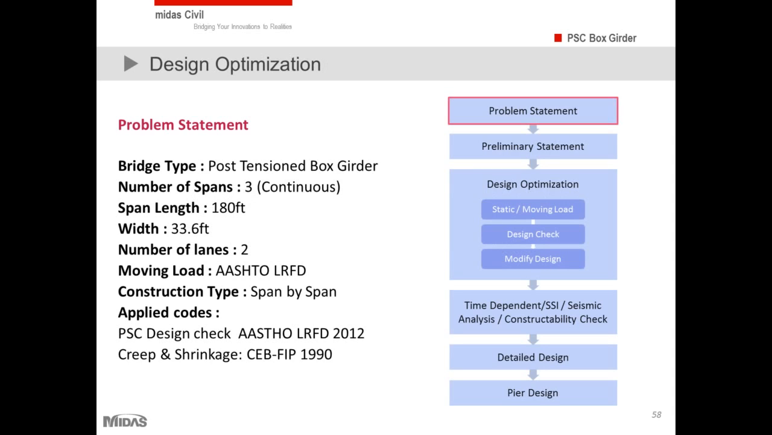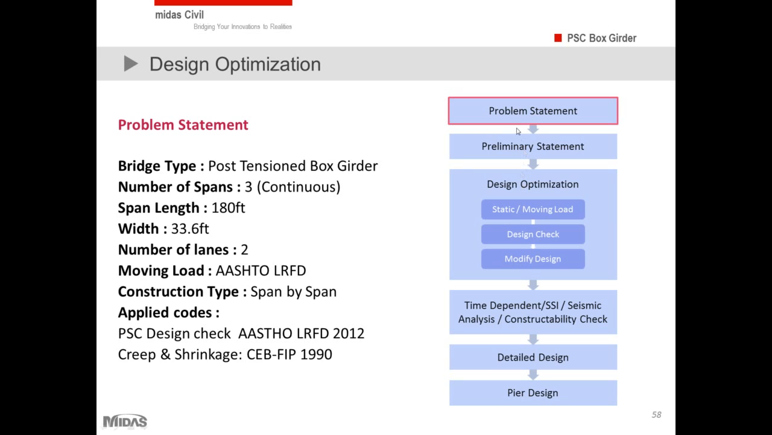Now here, I'm going to talk about a bridge that, let's say, we are supposed to design today. It is a post-tensioned segmentally constructed bridge, constructed using a span-by-span approach. The span length is 180 feet, the width is 33.6 feet, the number of lanes is 2, and we are supposed to perform moving load analysis as per AASHTO LRFD. The applied codes are AASHTO LRFD 2012 for prestressed concrete design, and for creep and shrinkage we are going to choose the CEB-FIP 1990 version.